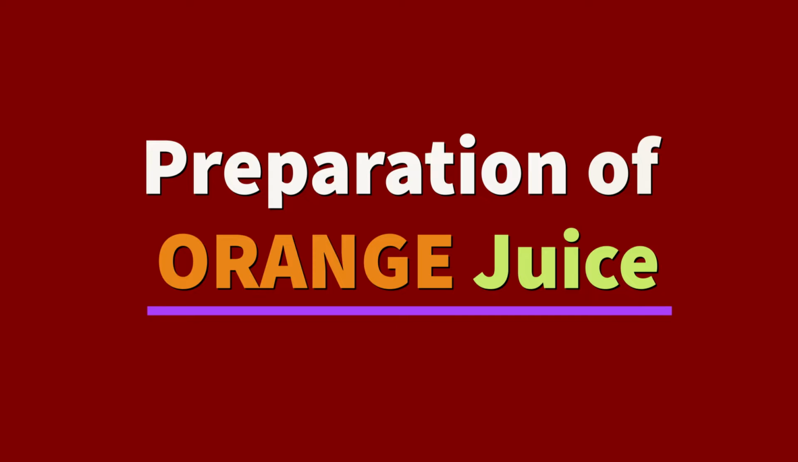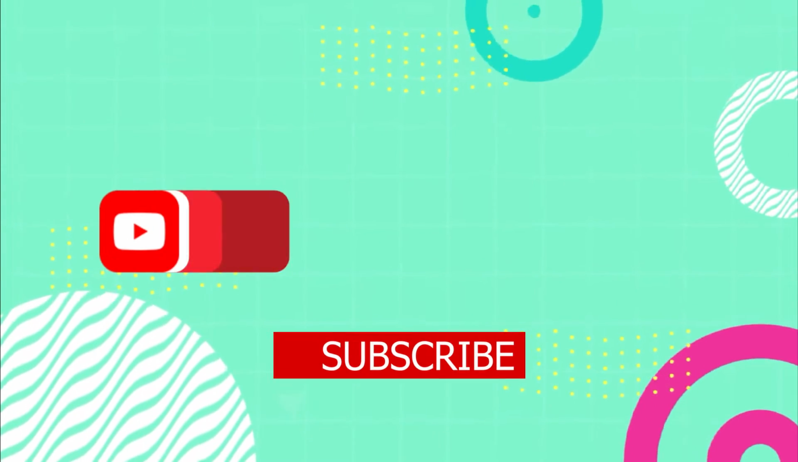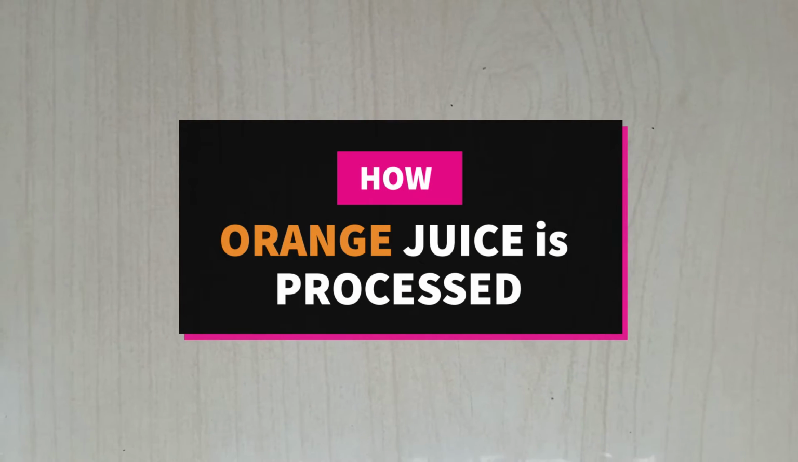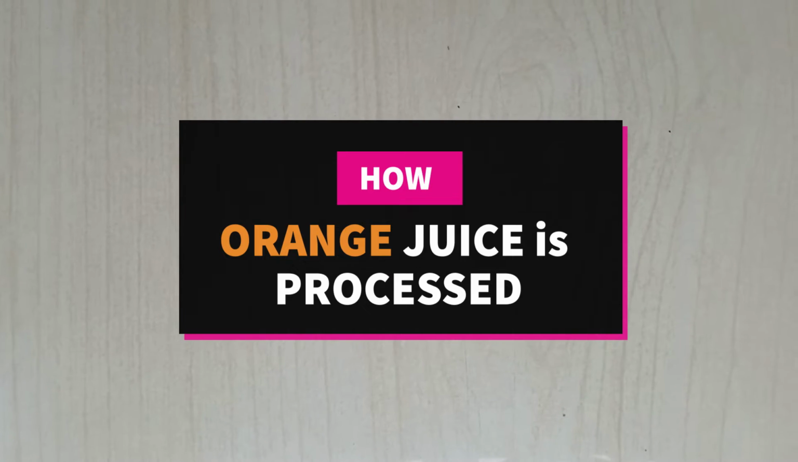Describing a process. There is a flowchart in the upcoming slides. With the help of the flowchart, we are about to write the preparation of orange juice. That is how orange juice is processed. Orange juice is a tasty drink.